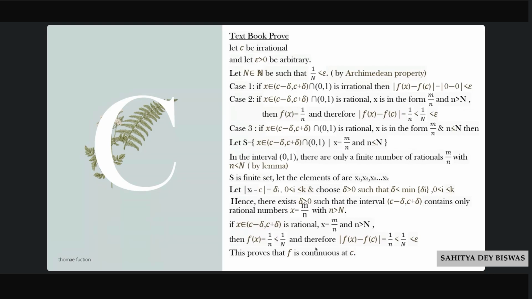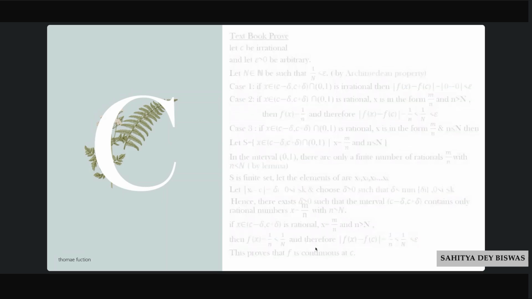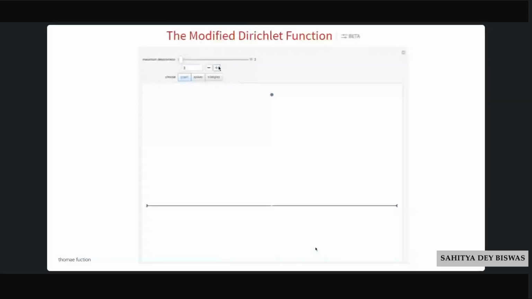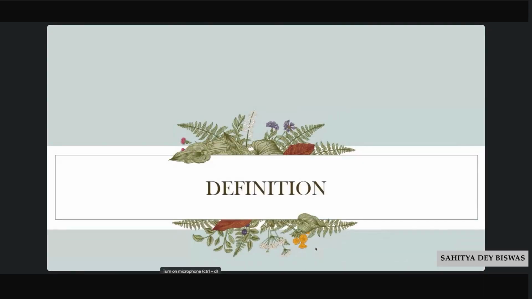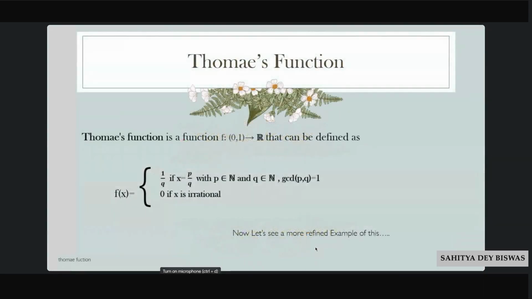I made this function on the open interval 0 to 1. I considered this function from the open interval 0 to 1, so I cannot say anything about 0. In my definition, I said that this is a function from the open interval (0, 1) to R.